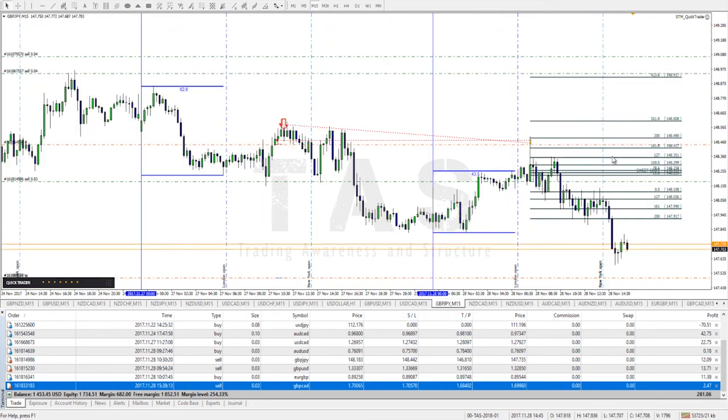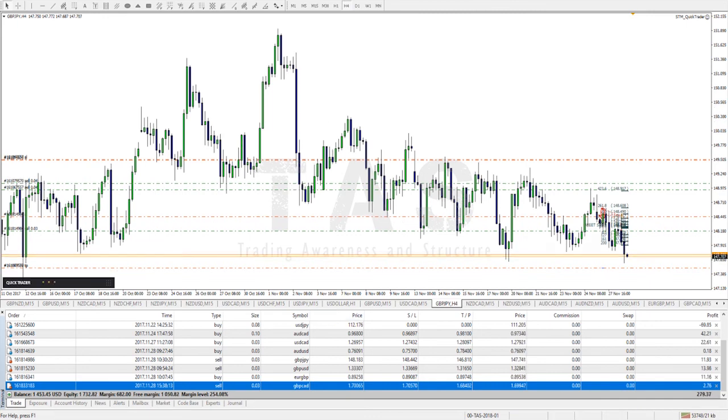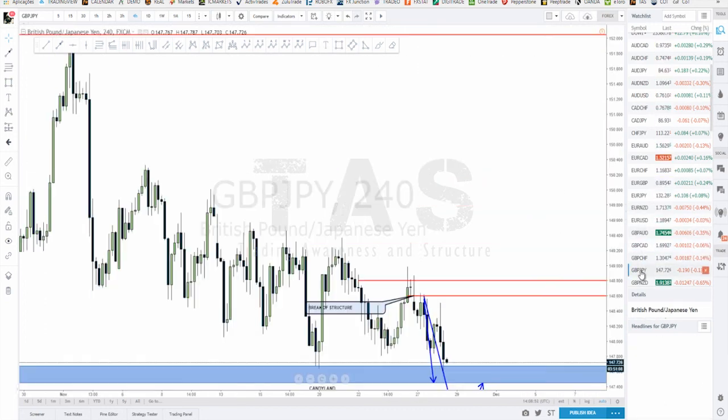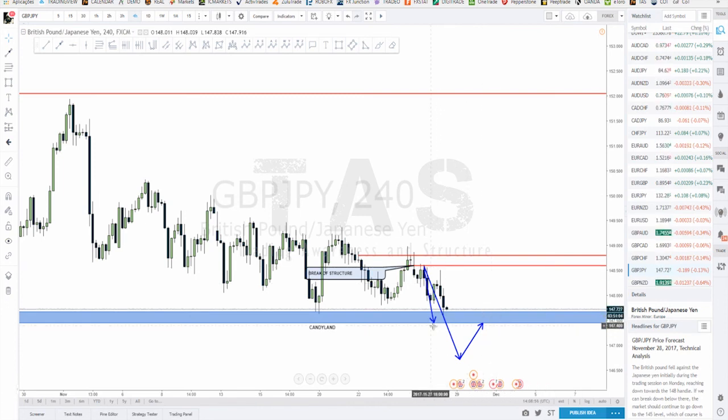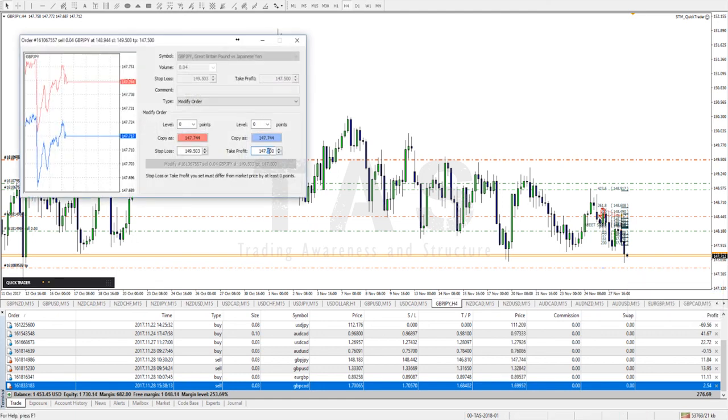And this one, oh, I entered this one this morning, but I didn't put the target where it's supposed to be, I think. Let me see. Oh yeah, okay, that's it. 147,400.